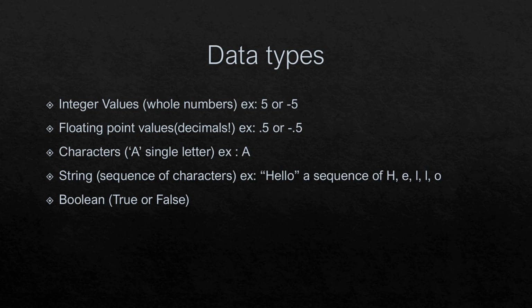A string is a sequence of characters. I want you to think of a string as a sequence of characters, because in certain programming languages you do not have strings and you have to declare a sequence of characters to enable the manipulation of a string. An example is hello, a sequence of H-E-L-L-O. Boolean, or boolean, that's a whole debate in itself. I call it boolean. Boolean values are simply true or false. That's all it is, true or false. We're going to work a lot with all of this stuff.